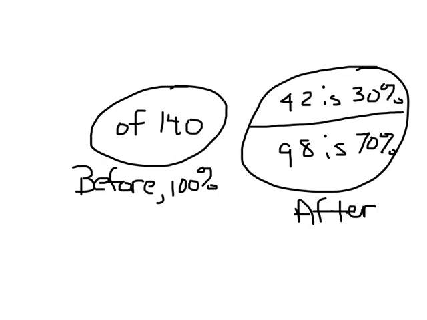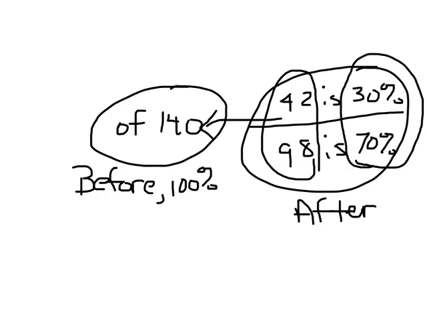So, like in your book, this is the example. And you can see that the two numbers on the left here, the 42 and the 98, those are always going to have to add up to the total of this number. And these two numbers on the right, the percentage numbers, always have to add up to 100%. So you take what you have and you subtract and you find the missing numbers. So let's do one of those.